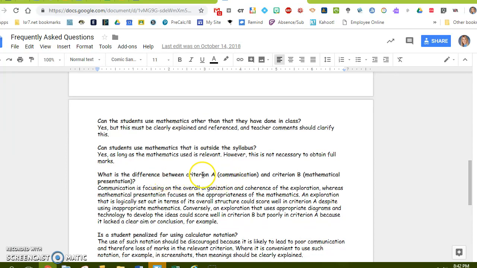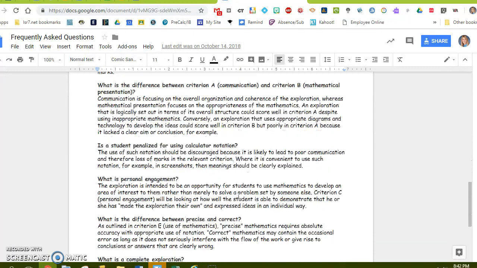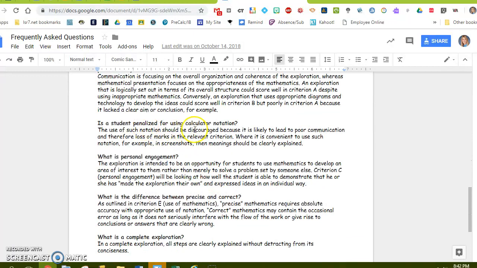Talks about the difference between criterion A, which is communication, and presentation. So is it coherent? That's what we're talking about. We're talking about communication. Presentation, we're talking about more how you're presenting the information with diagrams and technology and terminology, things of that nature. You should not be using calculator notation because that's going to be poor communication. You're going to get marked off for that. I know Mr. Brockman's going to mark you off for that. You should be using equation editor, which is why we worked on that.